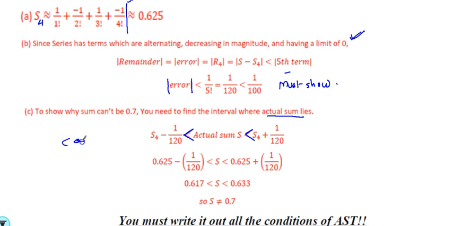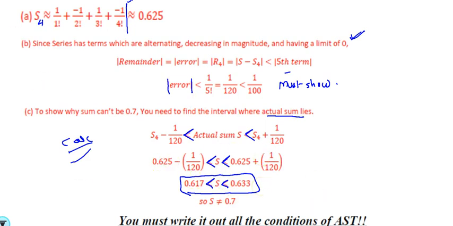This is the portion where you are allowed to use a calculator, and many times this is on the multiple choice calculator section of the exam. All you have to do is store the value, then compute 0.625 minus 1 over 120 and 0.625 plus 1 over 120. You can see that my actual answer will be somewhere between these two answers, obviously 0.617 and 0.633. So 0.7 is too big. To show that the answer cannot be 0.7, you just add, subtract, and show this.